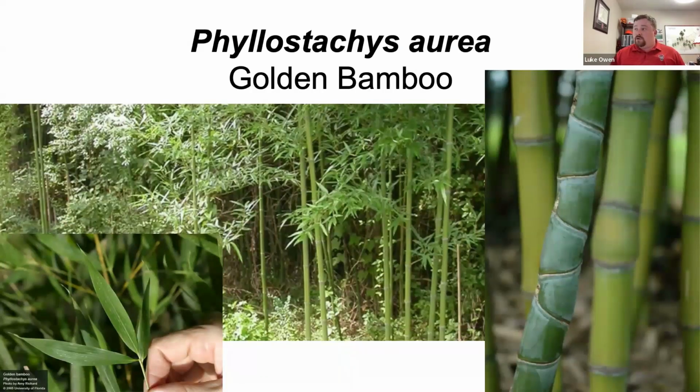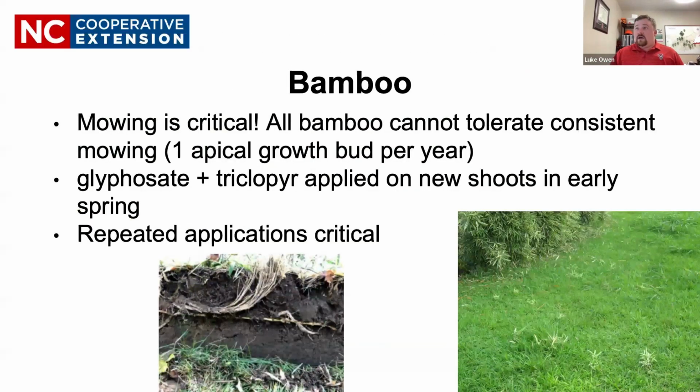Golden bamboo, or bamboo in general, is one that we deal with a lot in our area. You can see the characteristic zigzagging of the nodal tissue of bamboo, and bamboo is relatively easy to identify. Mowing is a critical management tool that we should use. Bamboo only has one apical bud per year. So if you cut that apical bud off, you stop all active growing for that season. So repetitive mowing can be a really good strategy, but you can see here in the picture on the right, those bamboo shoots are coming up via the rhizomes. So it's going to take repetitive mowing to really get good control.